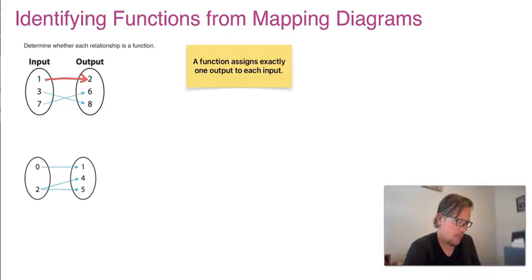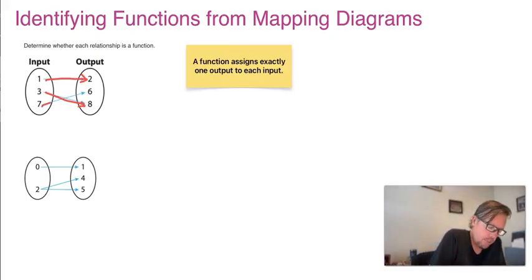Totally fine. Then we've got 3 going to 8. Again, one input going to one output. House key number 3 opening house number 8. Totally fine. And then finally we have 7 going to 6, one input assigned to one output. Key number 7 opening house number 6. Every input is going to exactly one output. This is a function.